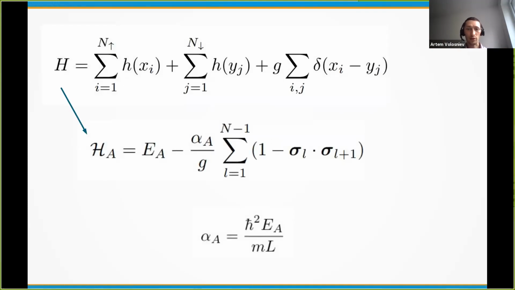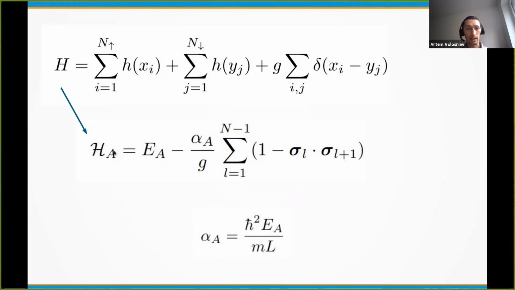All right, let me just summarize what I told you so far. You start with the Hamiltonian, which was nice and continuous, and then you map it onto a spin chain, which is just an XXX spin chain, and you have some coefficient in front which has two parts, 1/g, and then this bit which is just geometric. And you could show that this alpha_A depends only on the energy of the state. So you could just establish this mapping.